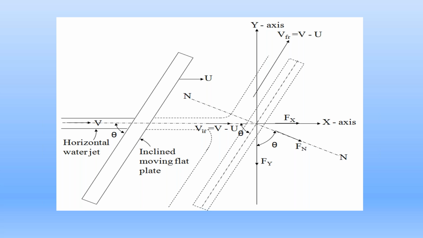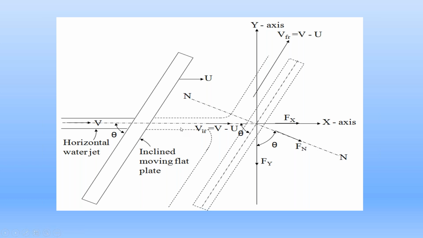But in this condition, first we are going to discuss the equation for the force exerted by the water jet on the inclined flat plate in the perpendicular direction. This is the perpendicular direction. Along this direction N, check this dotted line N in the diagram. This dotted line N is perpendicular to the surface of the inclined flat plate. So everyone look at this inclined flat plate and this dotted line N. This dotted line N is perpendicular to this inclined flat plate.